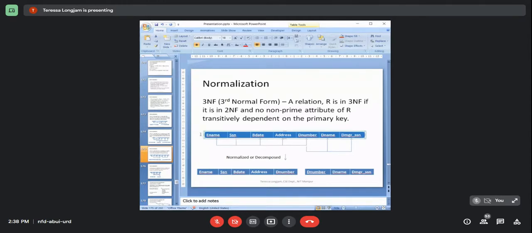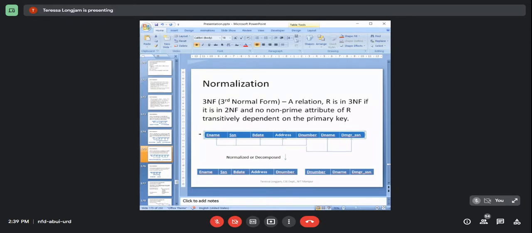Okay. If something like this is there, then we can say that it is not in third normal form. In order to bring it into third normal form, it should first be in second normal form. So you can see that there is no partial dependency. They are all fully functionally depending on SSN, whether transitively or directly. So it is already in second normal form.